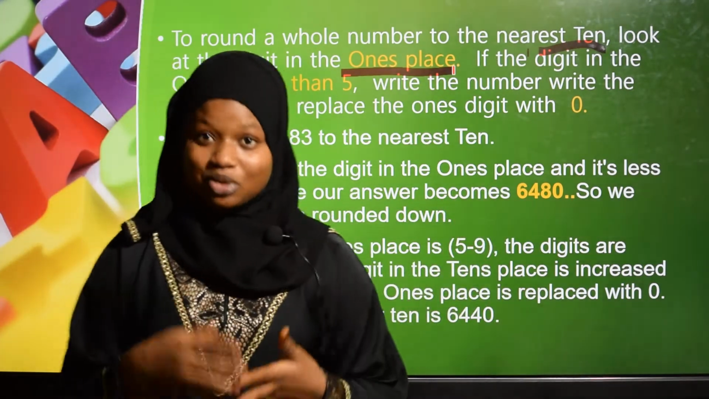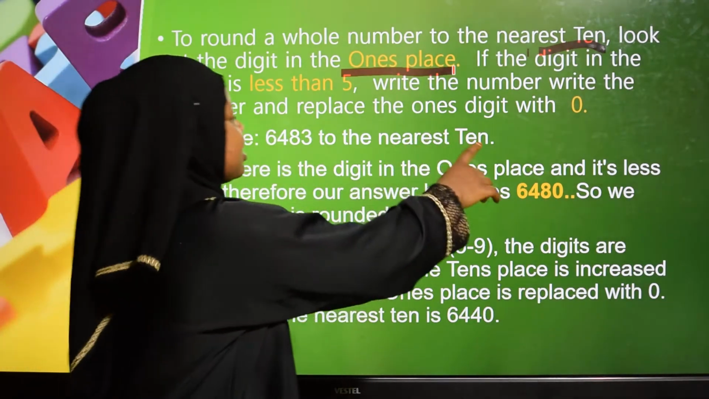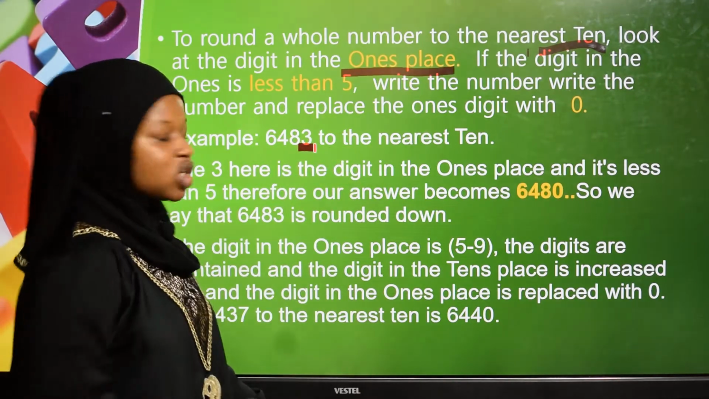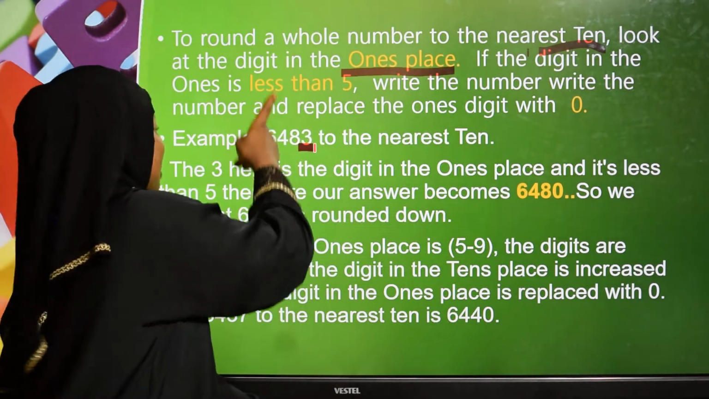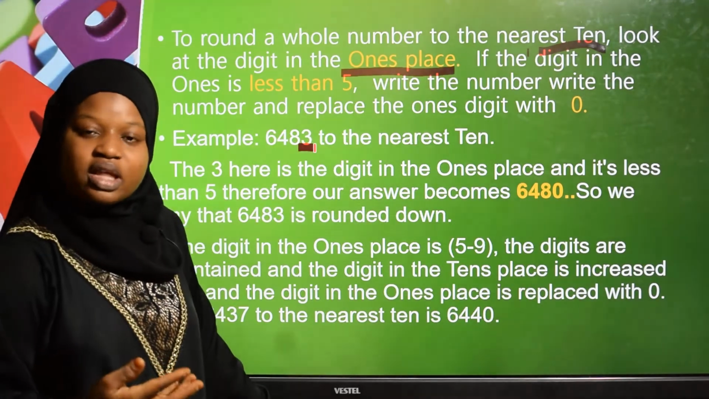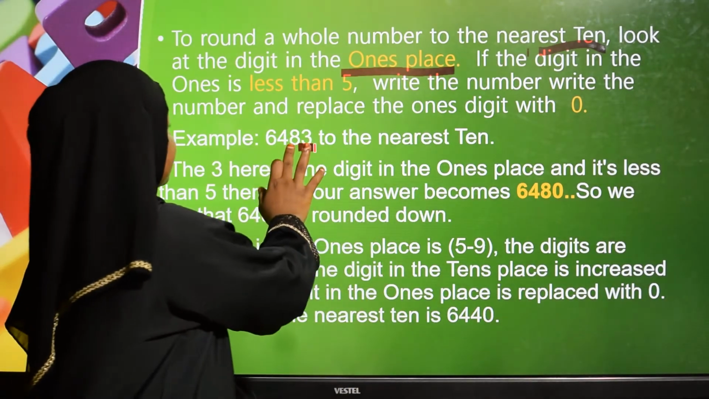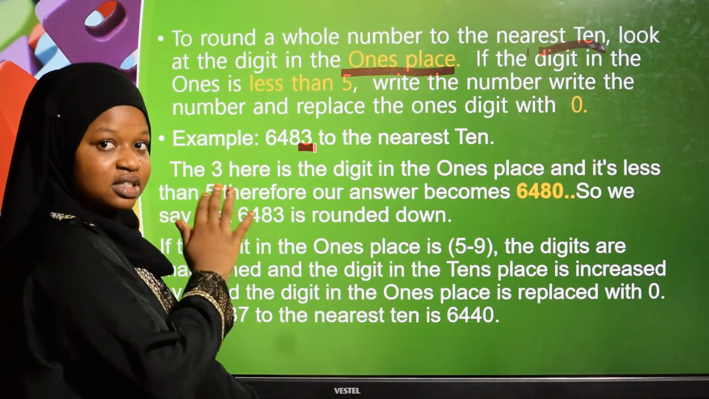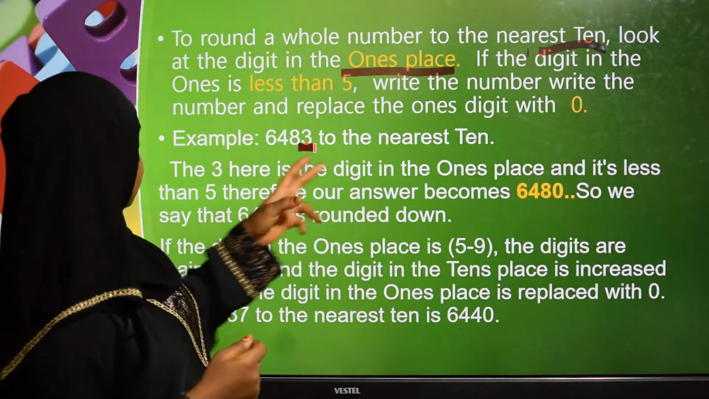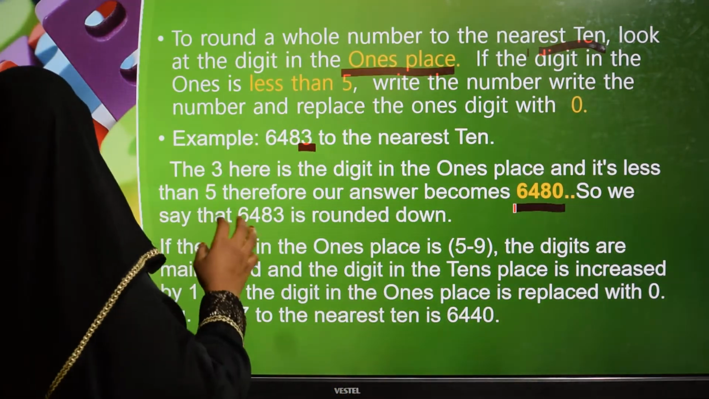Now let's look at some examples to understand better. So I have 6,483 to the nearest 10. Which digit is in the ones place? It's 3. Because we have ones, tens, hundreds, and then thousands. So our 3 is in ones. Now to the nearest 10, is the 3 more than 5 or less than 5? Of course, 3 is less than 5. So you maintain the 8, which is in the tens place, and then you change the 3 to 0. So it becomes 6,480. Now let's look at other examples.